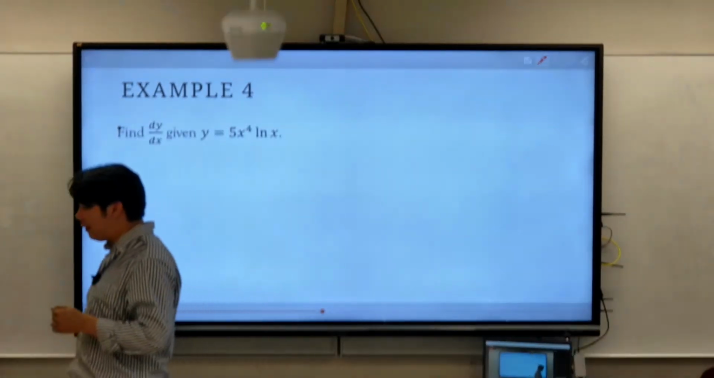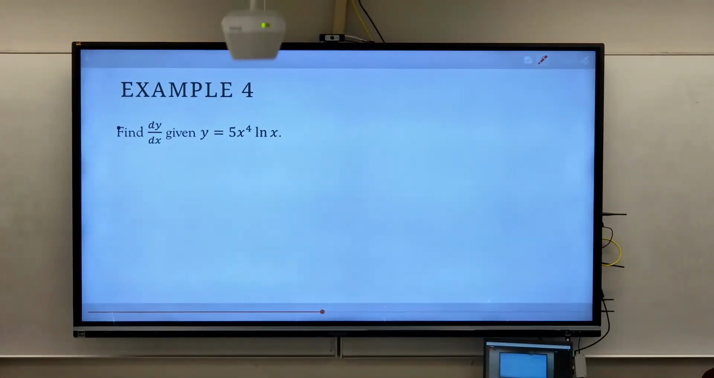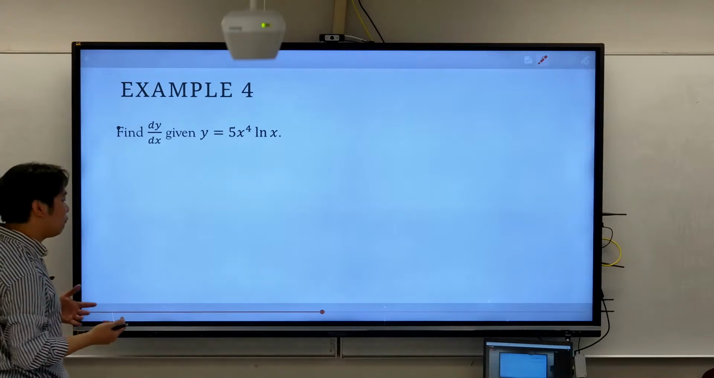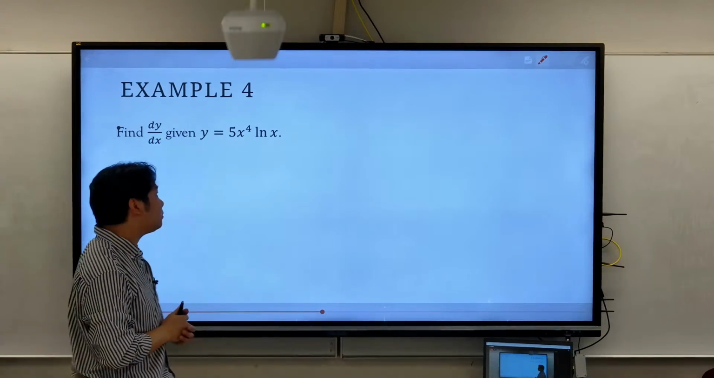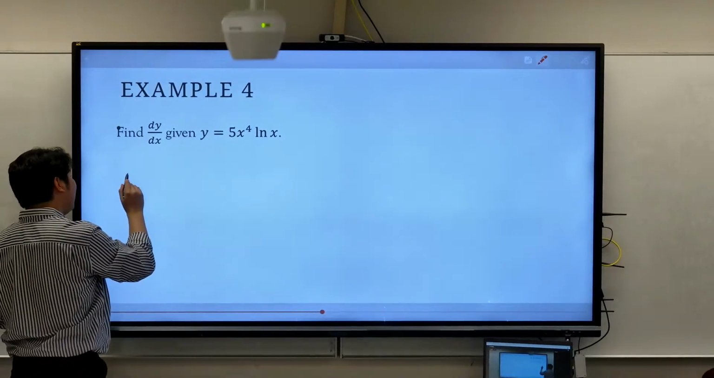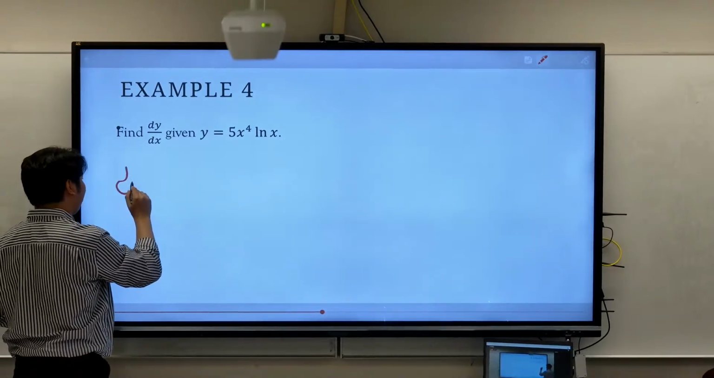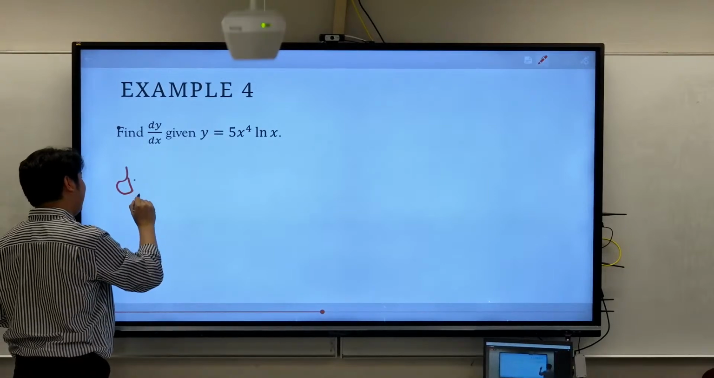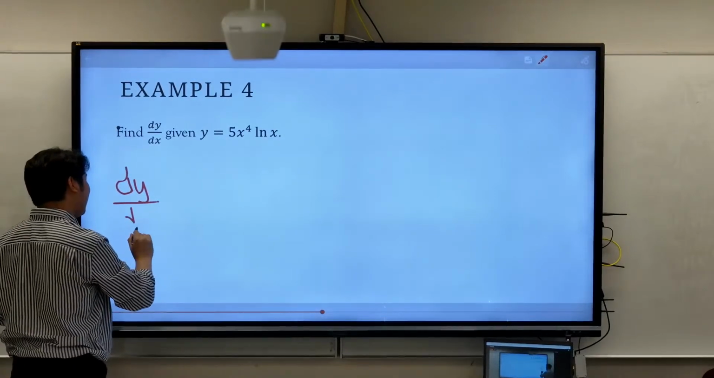So once again, I'll start off as per usual. What rules do you think are going to be handy here? Power rule, for sure. I heard someone say product. And then, quite obviously, our logarithm rule, because very directly I see a natural log. So I'm going to need those 3 rules for this problem. So I'm just going to go ahead and start off by writing dy dx right off the bat.